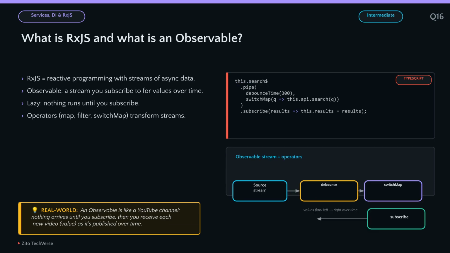dish. Question 16. What is RxJS, and what is an observable? RxJS is a reactive library for handling async data streams.